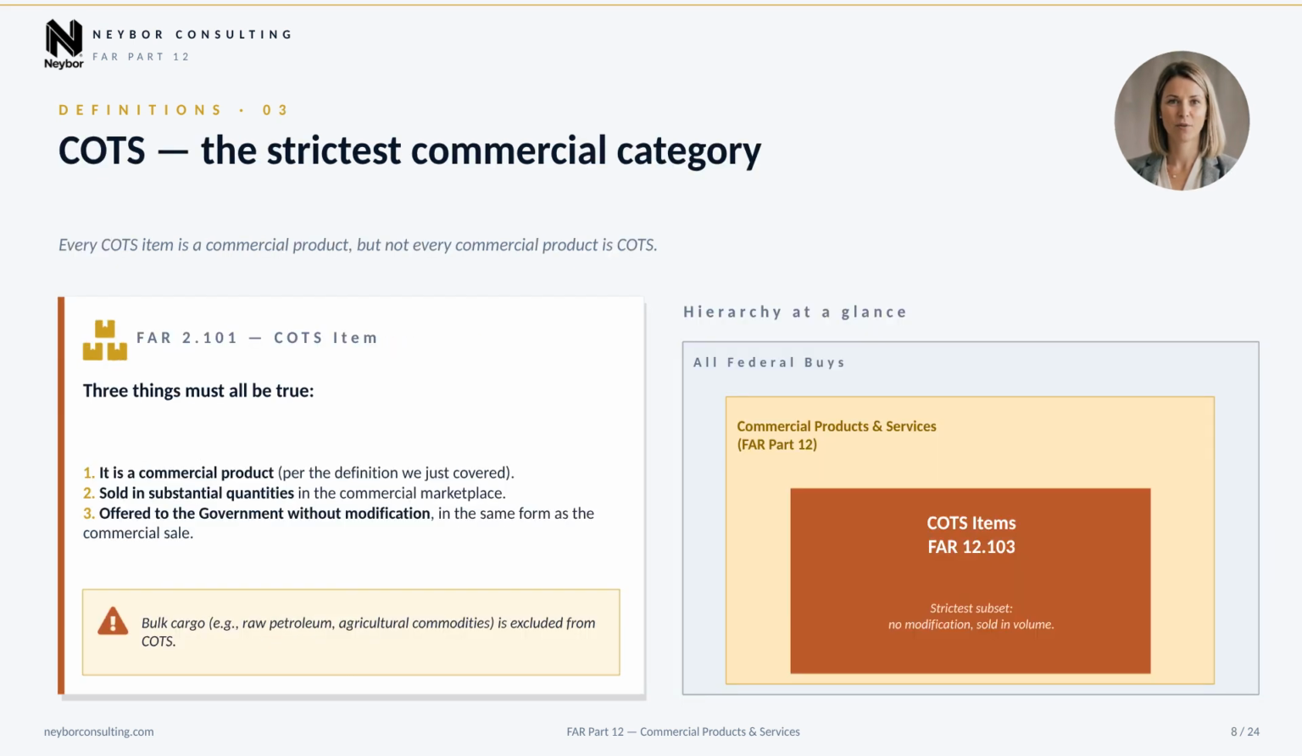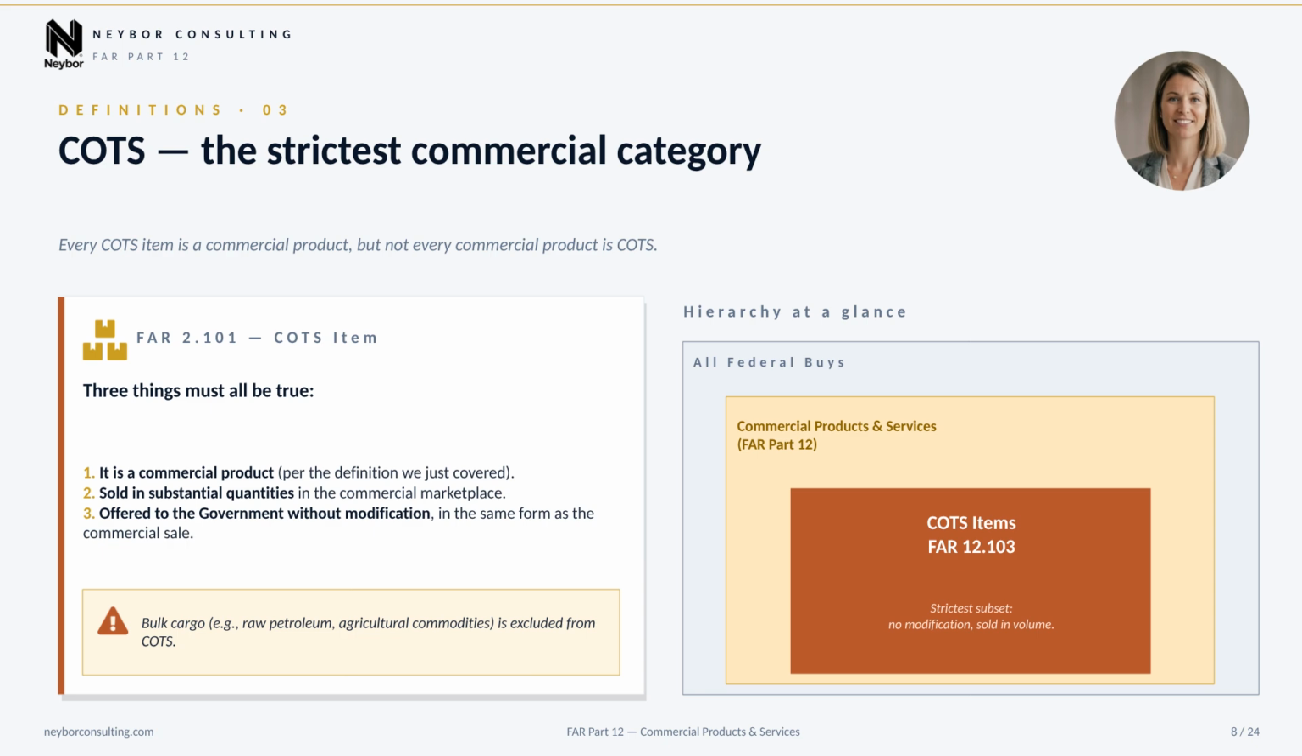COTS, commercially available off the shelf, is the strictest of the three categories. For an item to qualify as COTS, three things must all be true. 1. It is a commercial product, the definition we just covered. 2. It is sold in substantial quantities in the commercial marketplace, not boutique items, real volume. And 3. It is offered to the government without modification, in the exact same form in which it is sold commercially. The diagram on the right is the mental model.